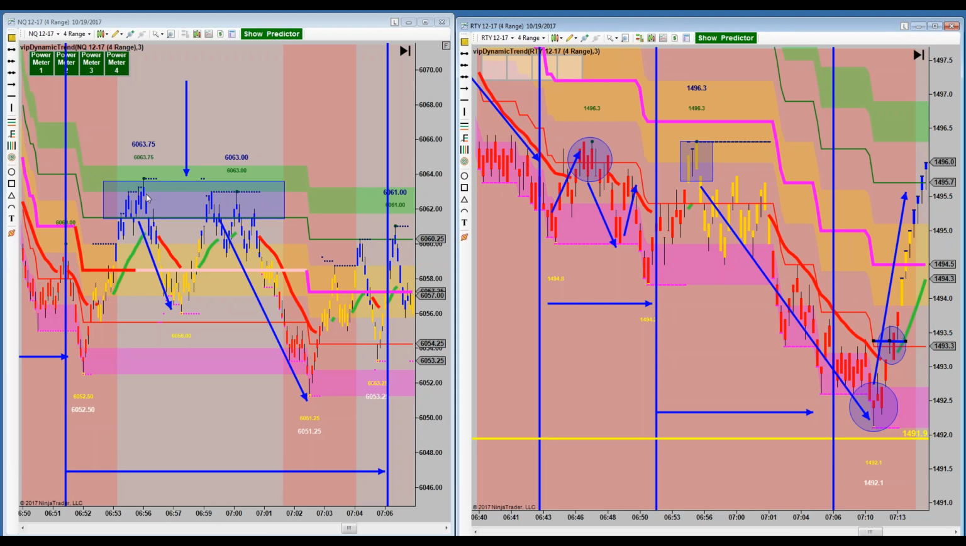Whereas over here, you were looking at one short entry, stop out, another short entry, stop out, and then this gets into some violent whippiness that I don't even want to trade.